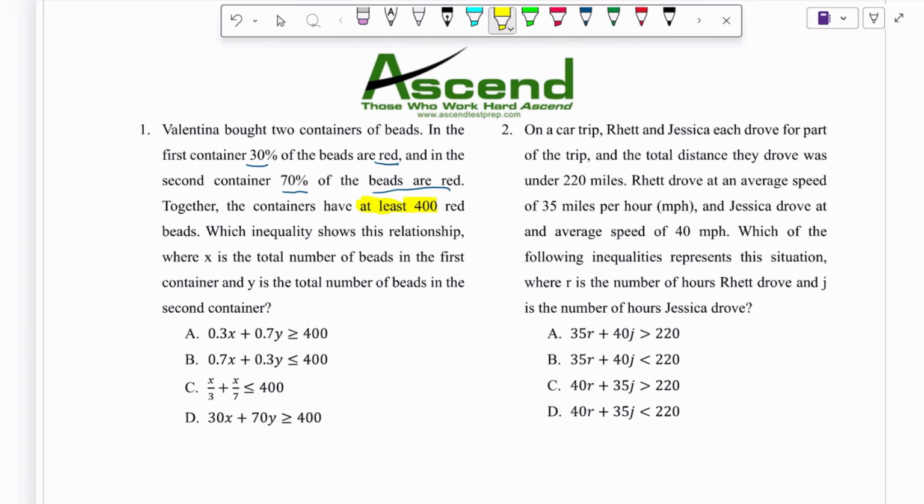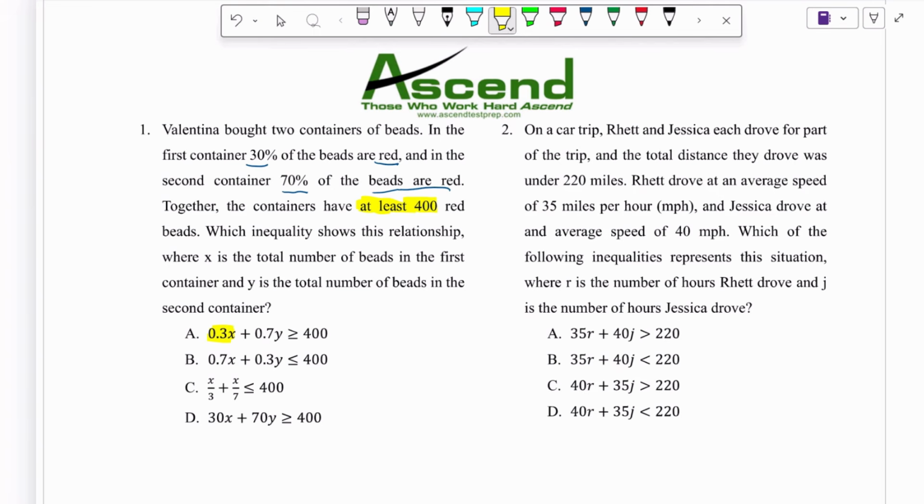Which inequality below shows this relationship where x is the total number of beads in the first container and y is the total number of beads in the second container? So in the first container, it's going to have 30%. And I talked about this in our previous video that whenever you see a percent, we want to convert it to a decimal. So I have 0.3x. So right away, this is the only answer choice that's coming out at me.